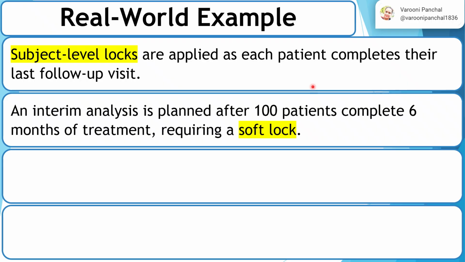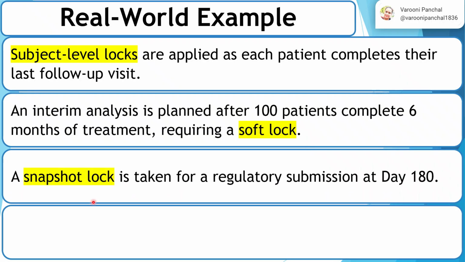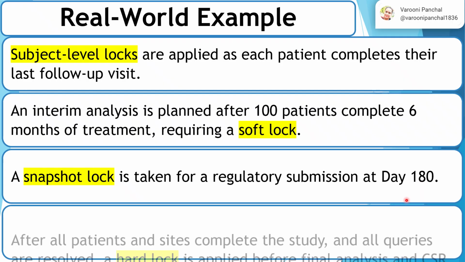The other is when the interim analysis is planned, say for example after 100 patients complete the first 6 months of treatment, right? For the interim analysis you need a soft lock, which is a temporary one. Now, a snapshot lock is taken for a regulatory submission at day 180. So say for example the regulatory submission takes the decision that we want to see the analysis for the first 180 days, right? In those scenarios your cutoff point is day 180.